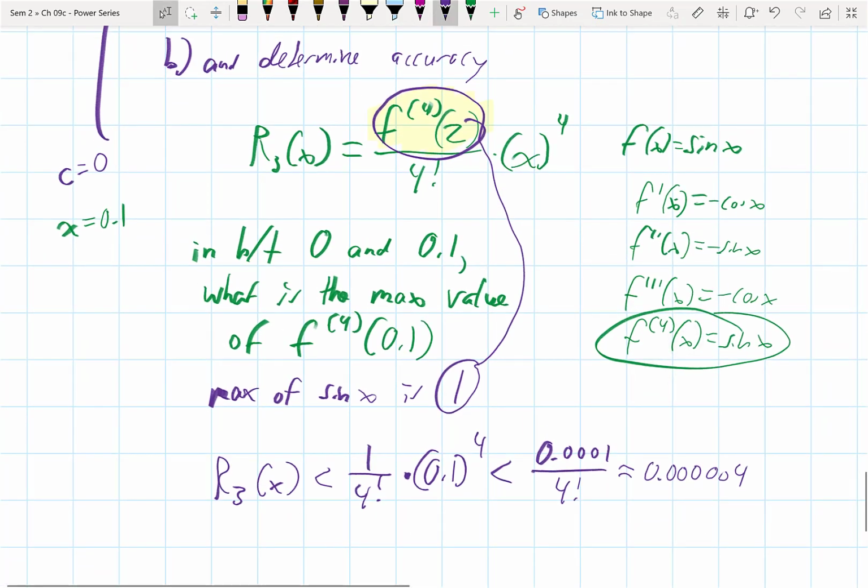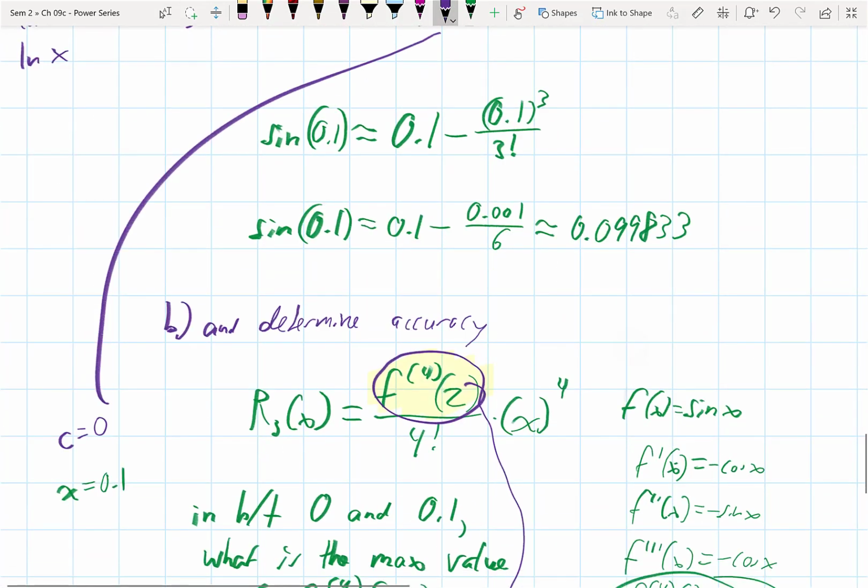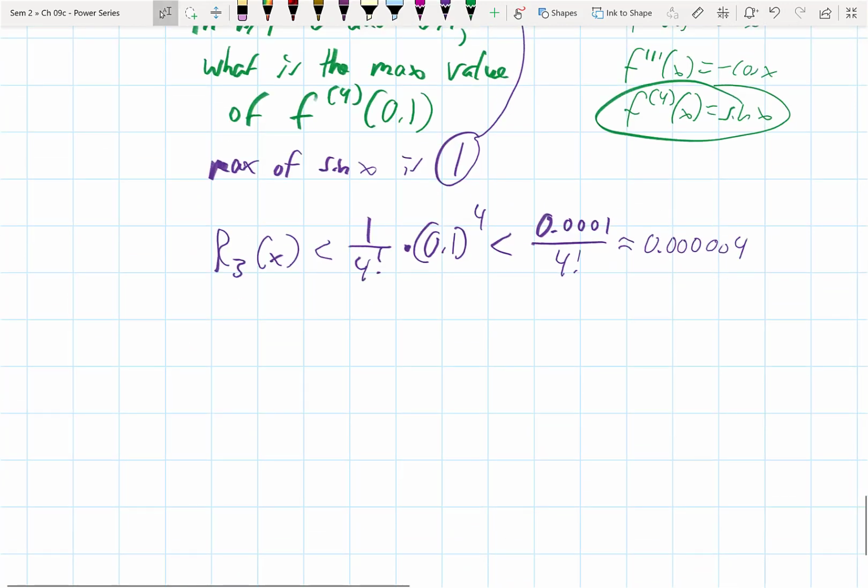Okay, next. Let's go to part C, technically. Is P sub 3 of 0.1 an over or an underestimate?